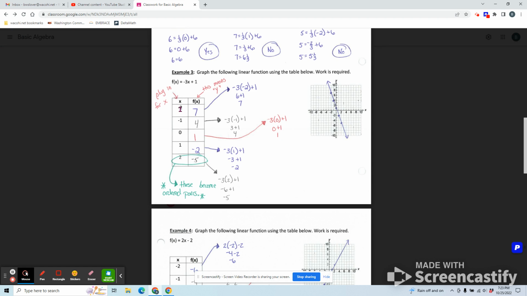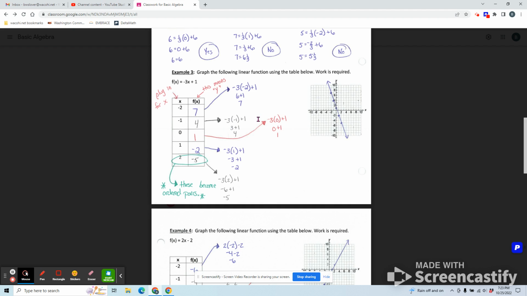So if I plug in negative 2 into my equation, I get negative 3 times negative 2 plus 1. So I'm doing substitution just like I did in example 2, and then I'm following my order of operations. So 6 plus 1 becomes 7, and then that's it. I write 7 over here. Now I plug in negative 1. Negative 3 times negative 1 plus 1. Negative 3 times negative 1 is 3. Add 1, I get 4.